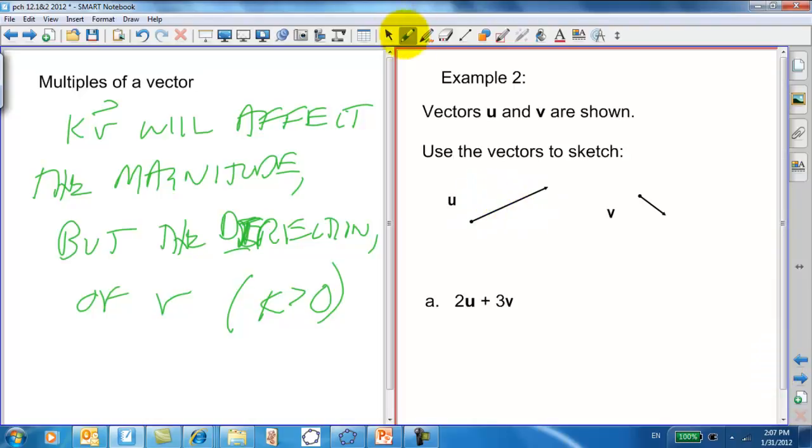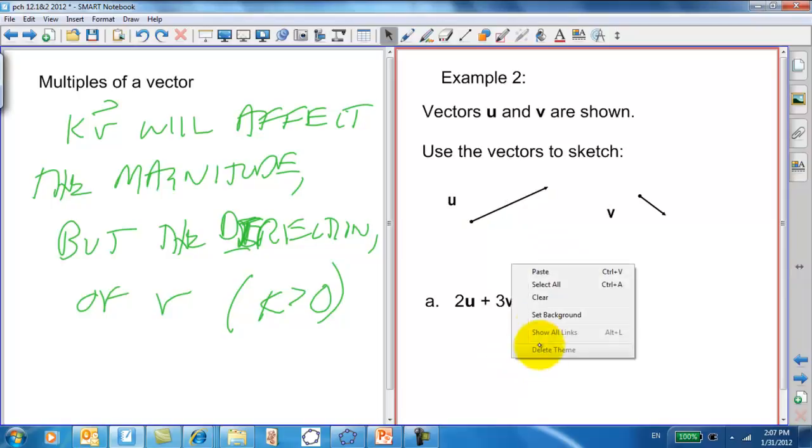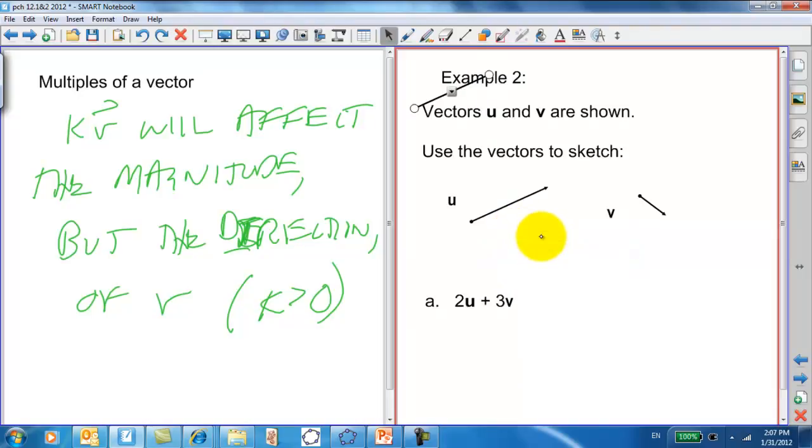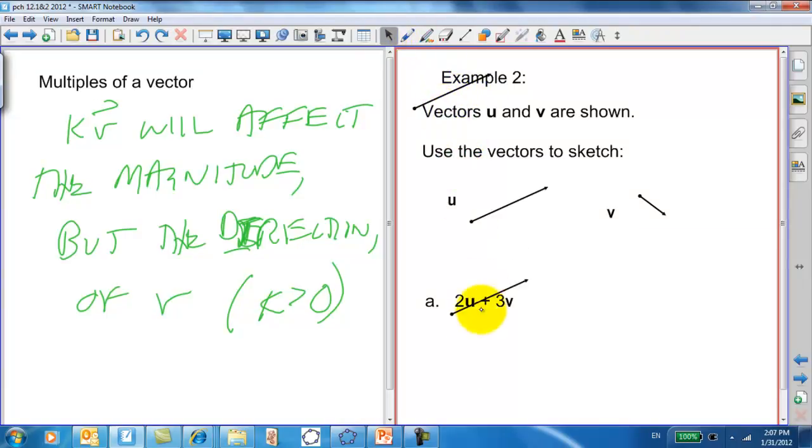To do 2U plus V, I'm going to make a copy of vector U here. Oopsie, undo. We wanted to make a copy. So, boom, and here, paste and paste. So we got a couple of vector U's here. All right, there's two U's, and I put them end to end. So that's the idea of scalar multiplication. You made it twice as long, but in the same direction. And now we just need three V's.